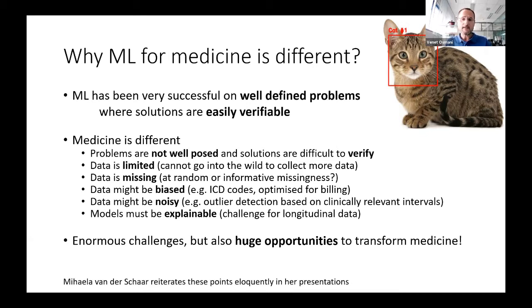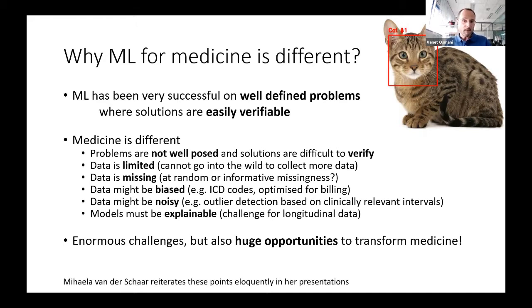Then, of course, once we have a problem defined and a solution, there are other challenges in terms of data. So typically in medicine, data is limited, meaning that you have to work with what you're given. So you cannot go into the wild and collect more data. Data could be missing. And this is an issue because the fact that the data is missing might be informative as well. So, for example, the fact that an intervention has not been recorded, it's difficult to say whether the clinician judged it as unnecessary because of the patient state, or it has not been reported due to an error.